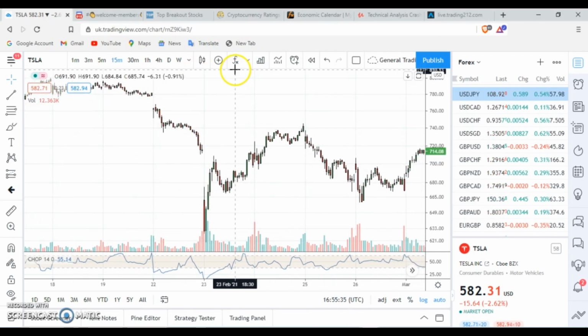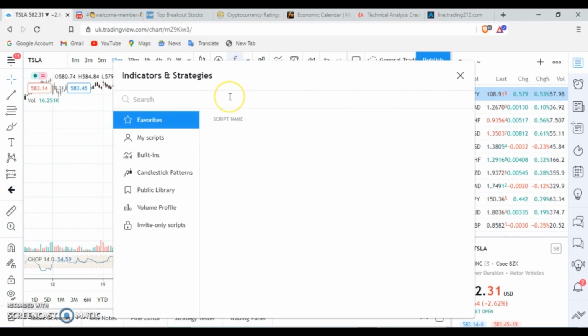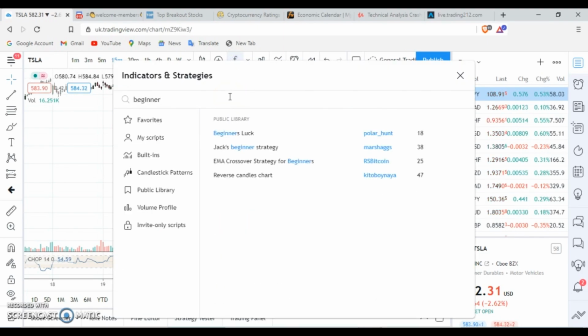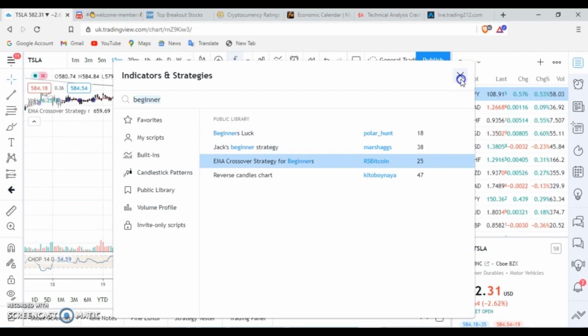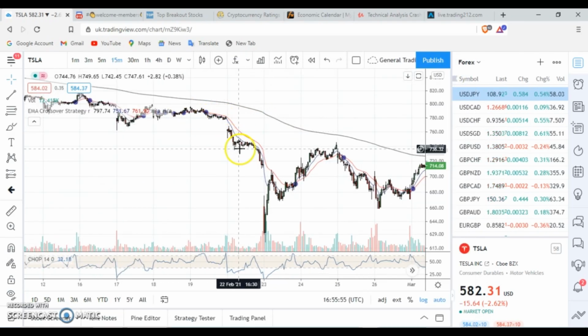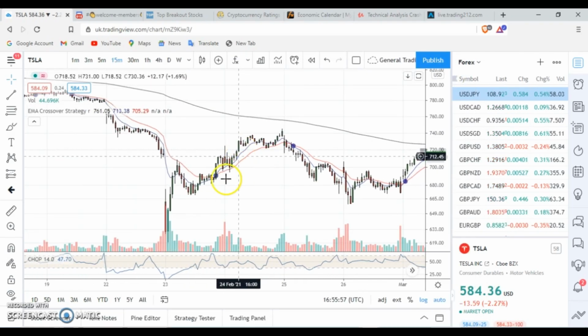I wanted to include this. We've already touched on MAs and EMAs, simple moving average and exponential moving average. So we've kind of already gauged that. I just wanted to show you one more indicator which has to do with that, which is called EMA crossover strategy for beginners. If you type in beginner, you can see it here. You click on that, and basically that's your two small MAs, EMAs.